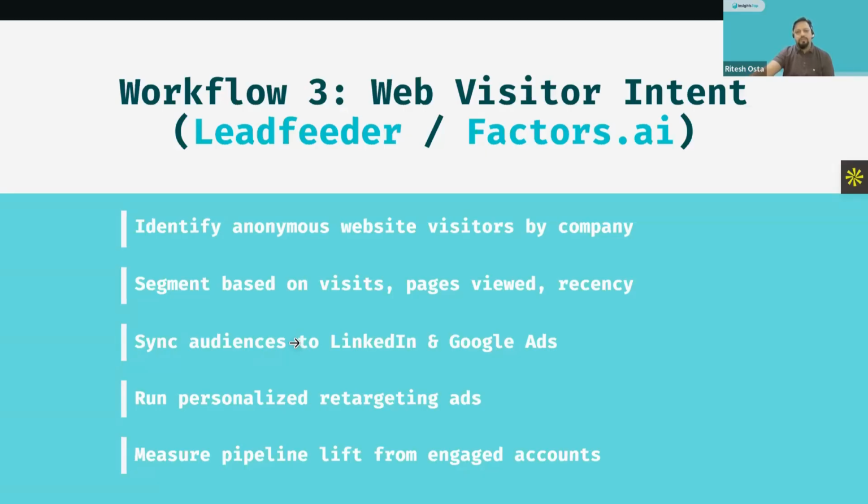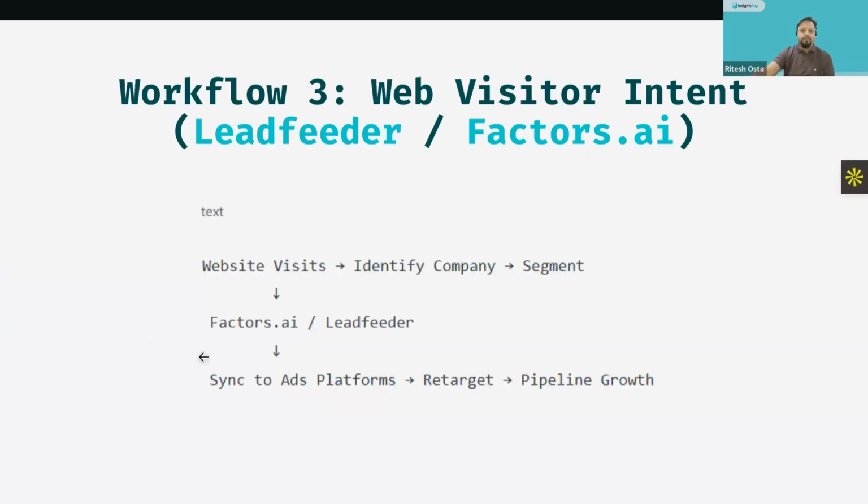Super good, right? This is like remarketing on steroids in many ways, right? So that's another very commonly used use case that we do. Website visits, identify company, create segment, push it to Factors, Leadfeeder or Six Sense or whatever you're using, sync it to ad platform, retarget them, and see your pipeline grow. Another very simple use case, but super effective. If you have not used that, this is where I would suggest you start, with intent data.